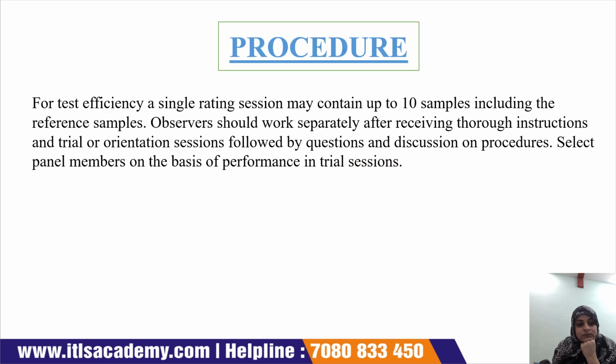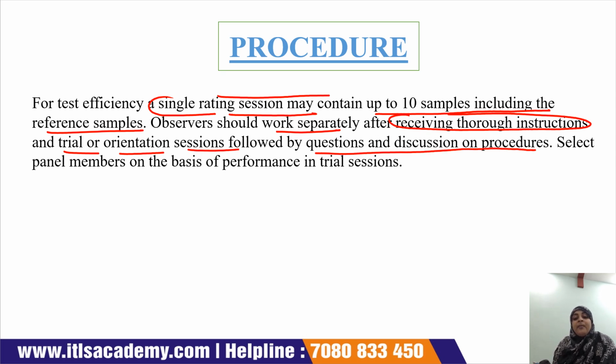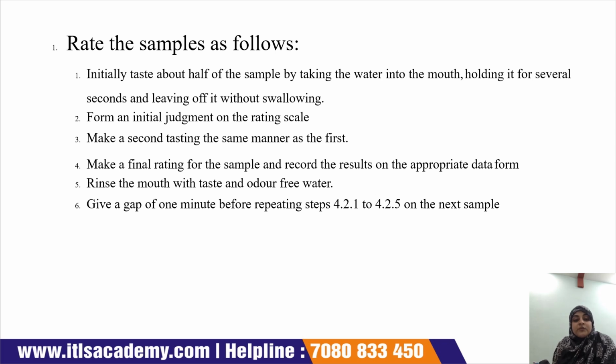Now the next is the procedure for the testing efficiency. A single rating session may contain up to 10 samples, which includes a reference sample. Observers should work separately after receiving instruction and a trial or orientation session, which are followed by questions and discussion on the procedure. Select panel members according to their performance in a trial session. So the first step is to rate the sample as follows.